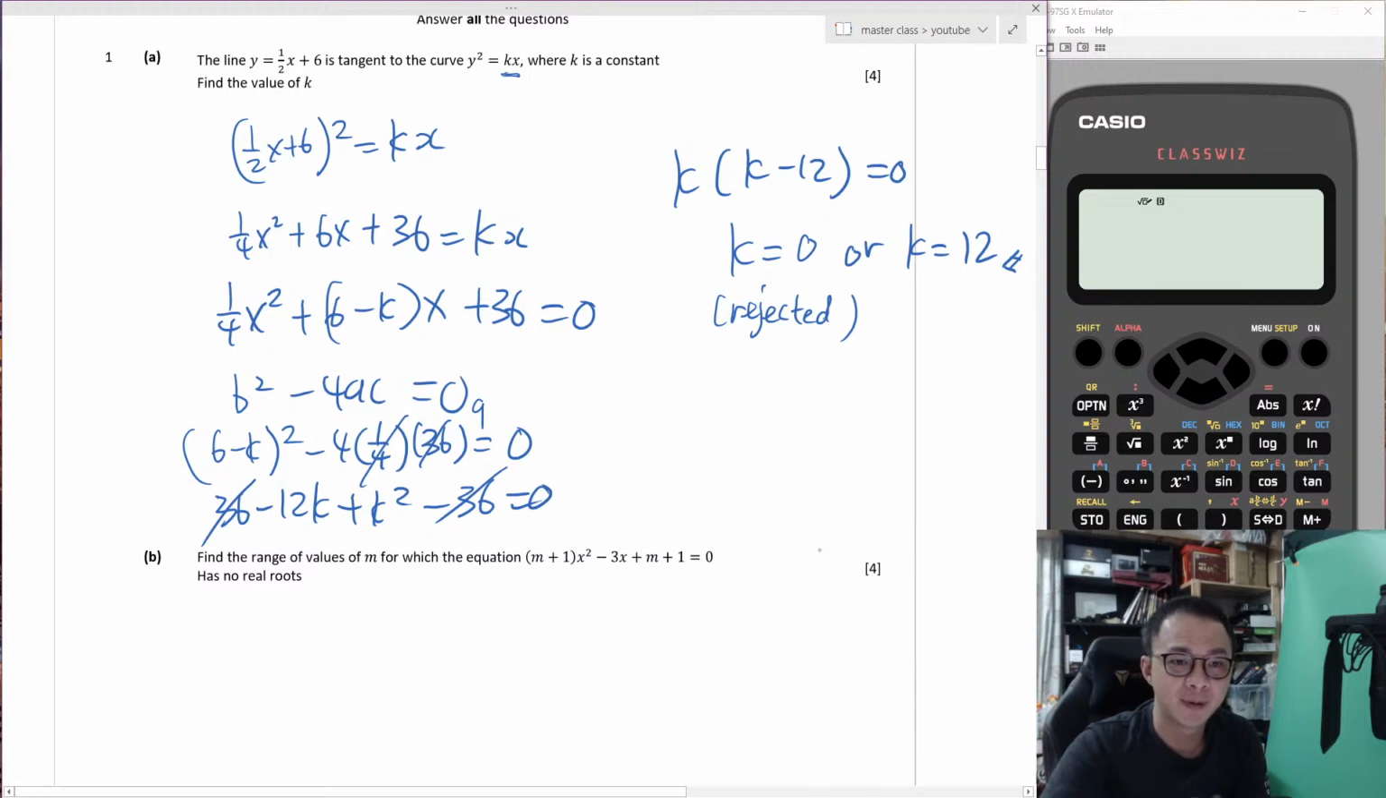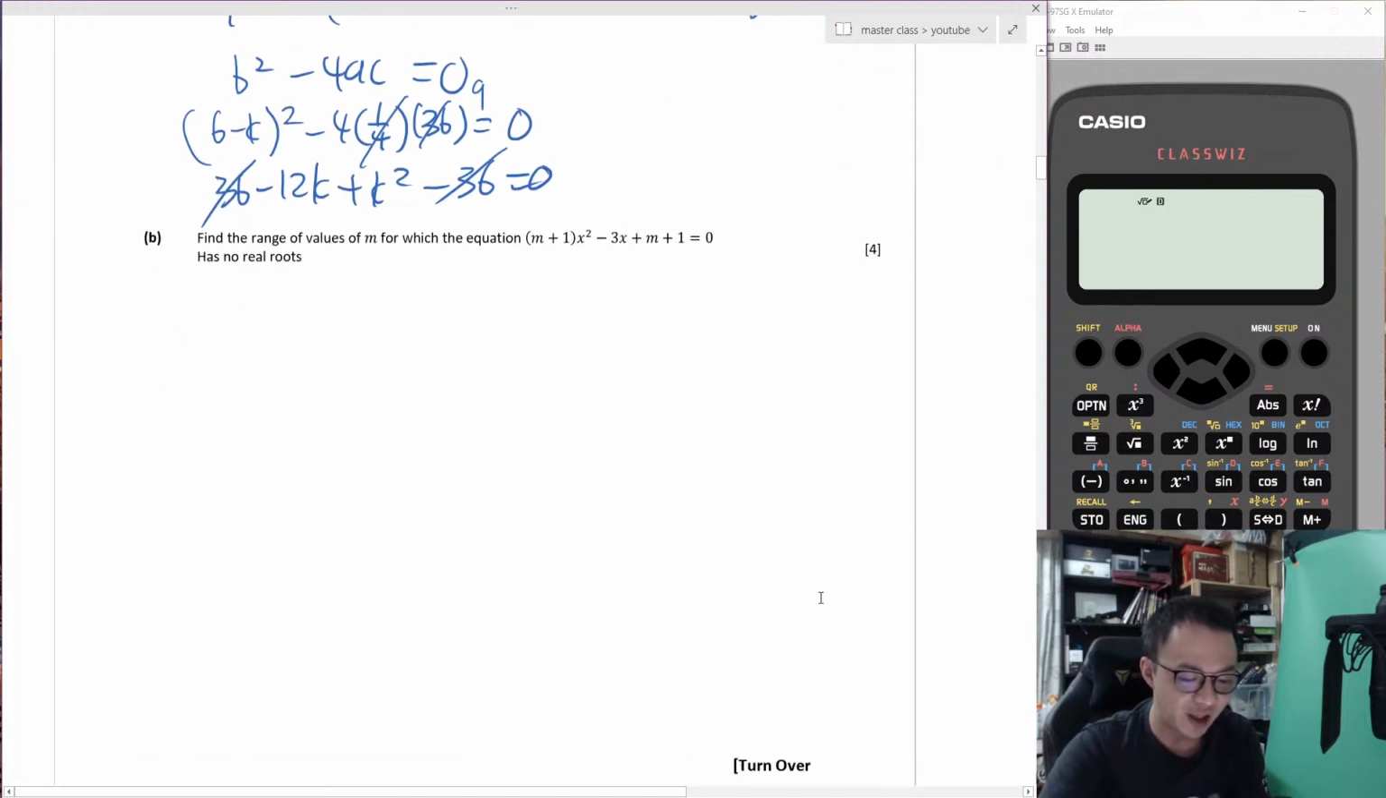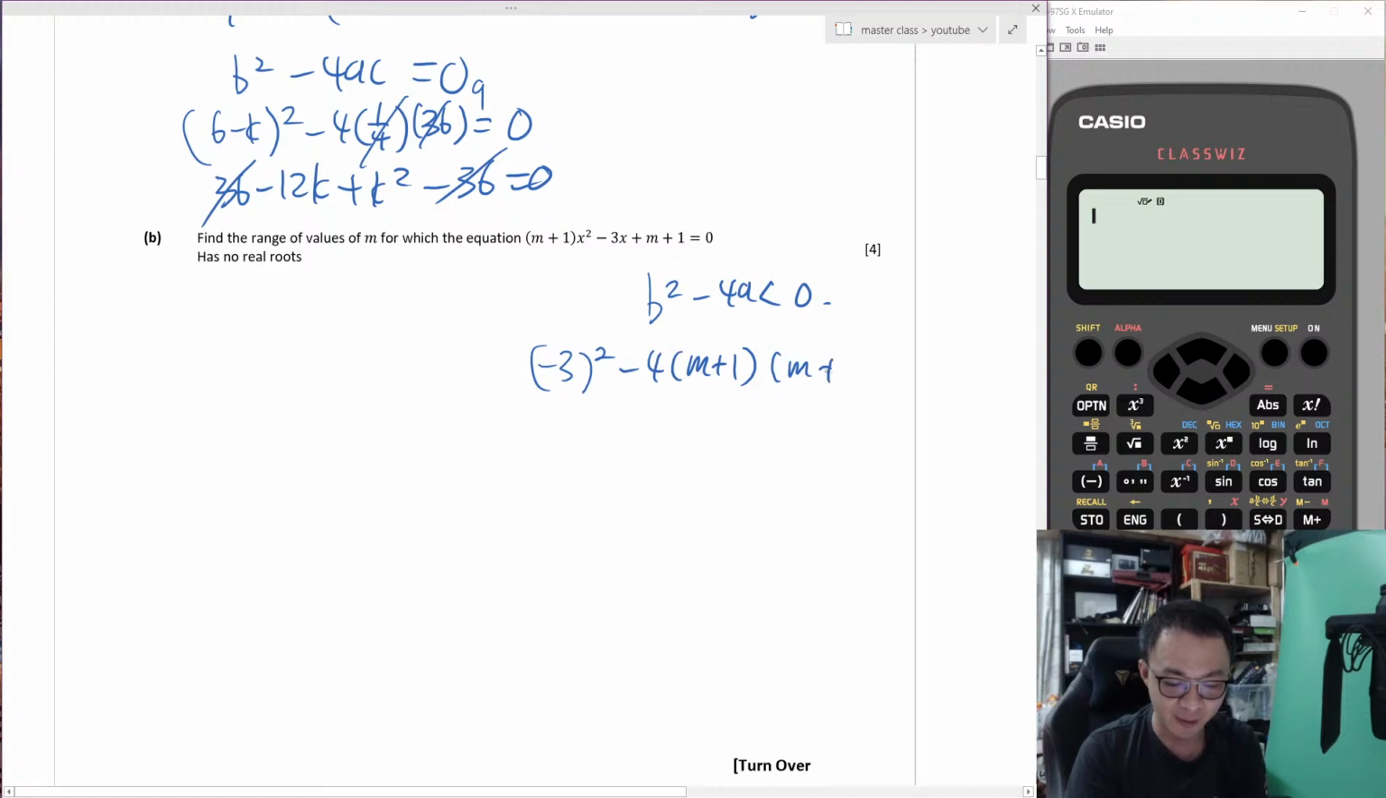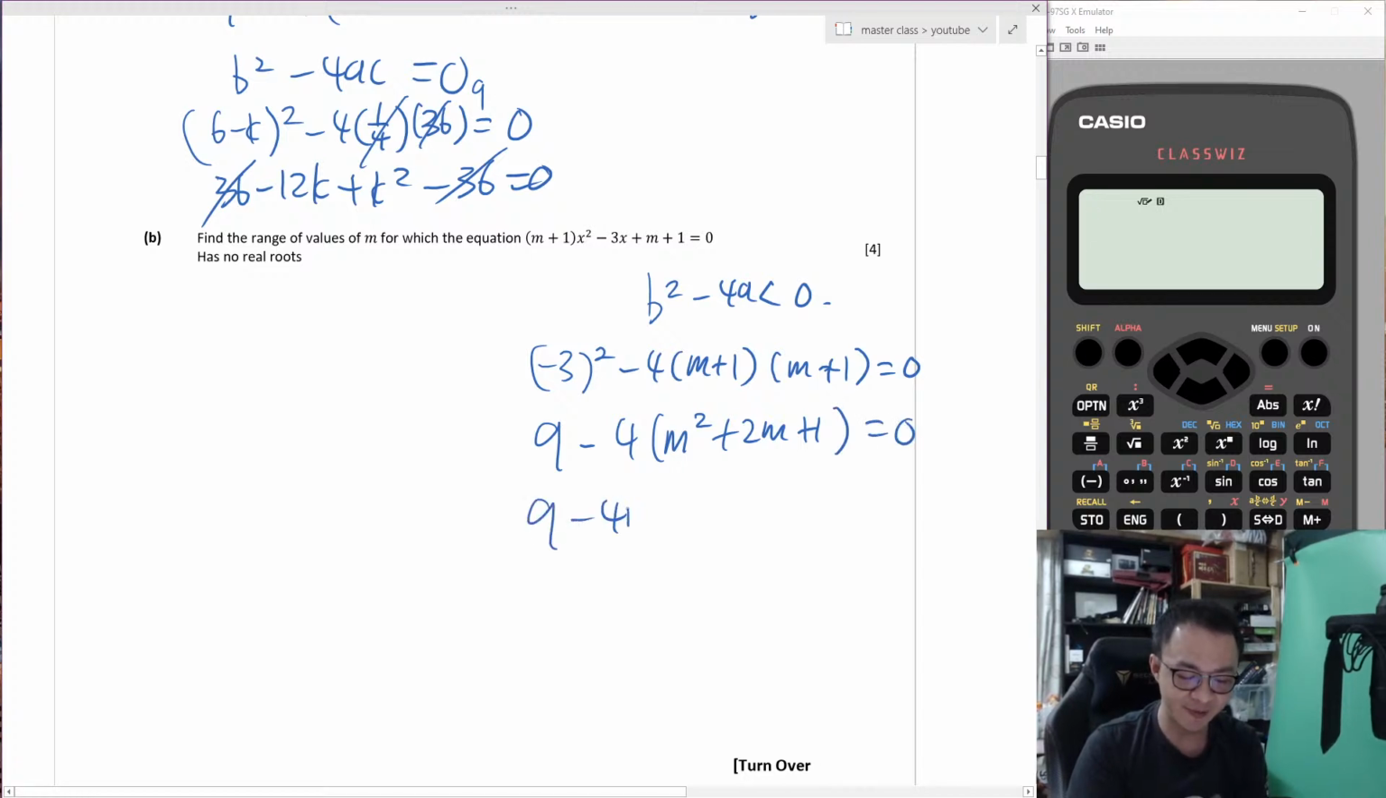Okay, so find the range of values of m for this equation to have no real root. No real root, we know b squared minus 4ac is less than 0. So here we only have one equation, so we can straight away do this. Alright, so b is negative 3, a is m plus 1, c is m plus 1. b squared minus 4ac less than 0. Then we have 9 minus 4(m squared plus 2m plus 1) less than 0. Then 9 minus 4m squared minus 8m minus 4 less than 0. Then 4m squared plus 8m minus 5 greater than 0.